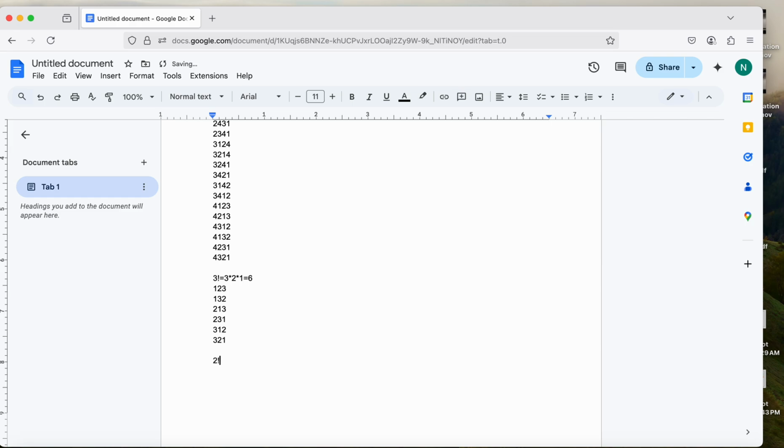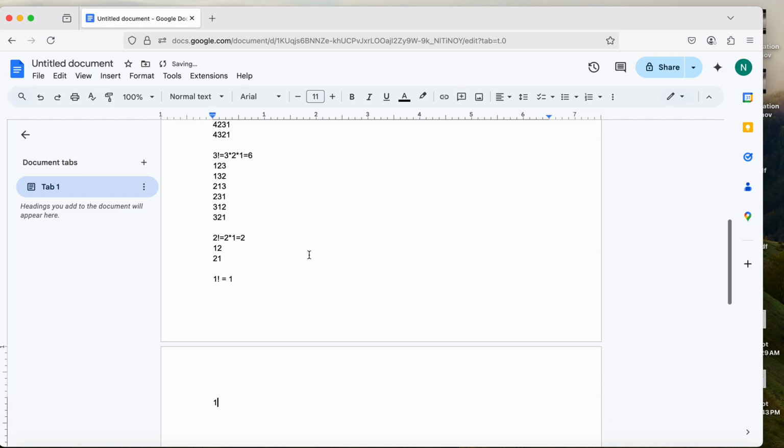And then 2 factorial is equal to 2 multiplied by 1, which is 2. And if you have two objects, it's either 1 and then 2, or it's 2 then 1. So those are our two orderings that can occur. And then 1 factorial is just 1, because there's just one way to order 1.